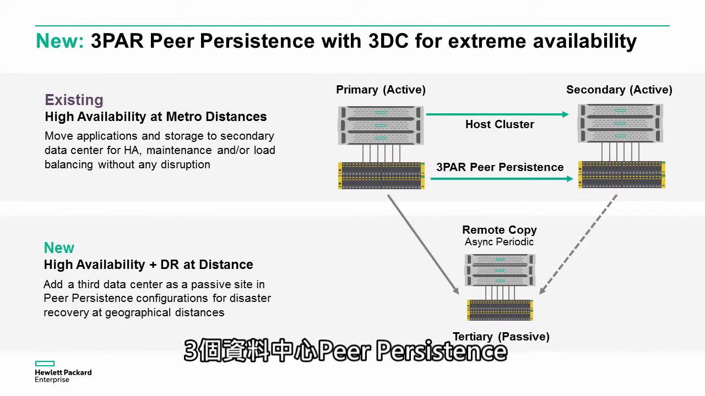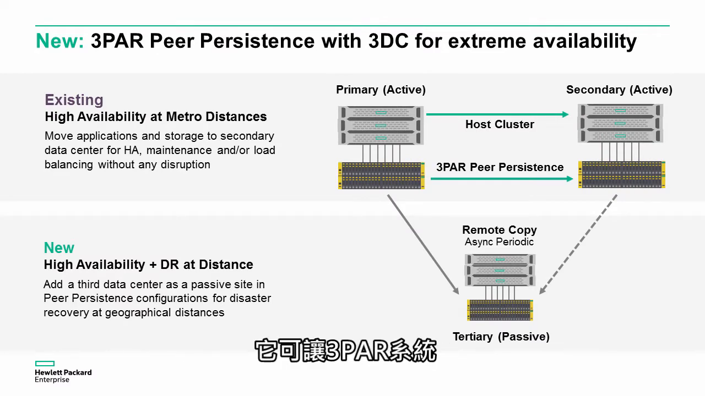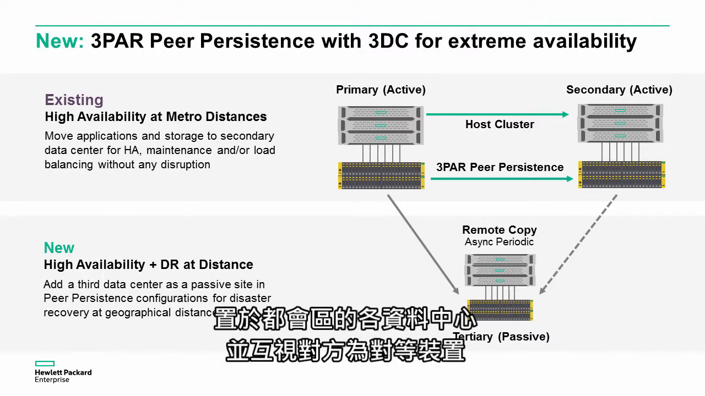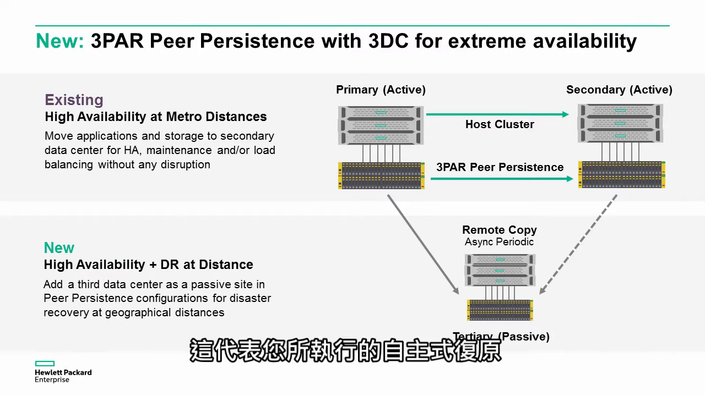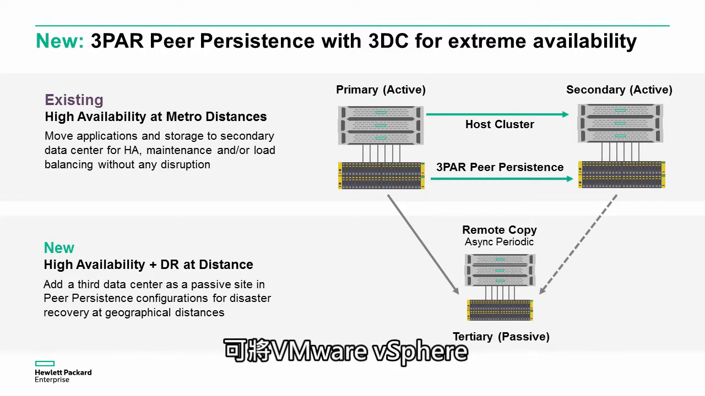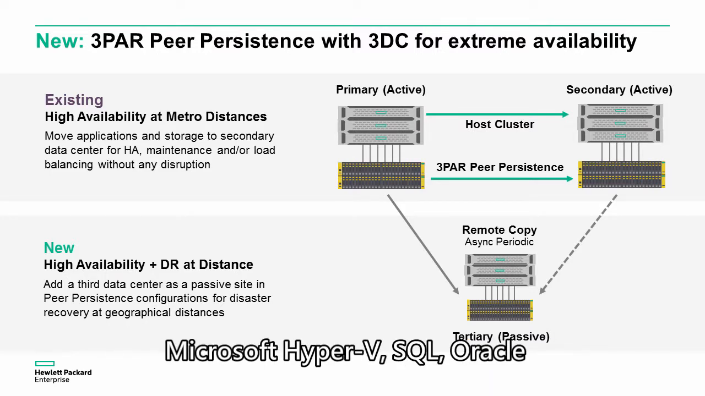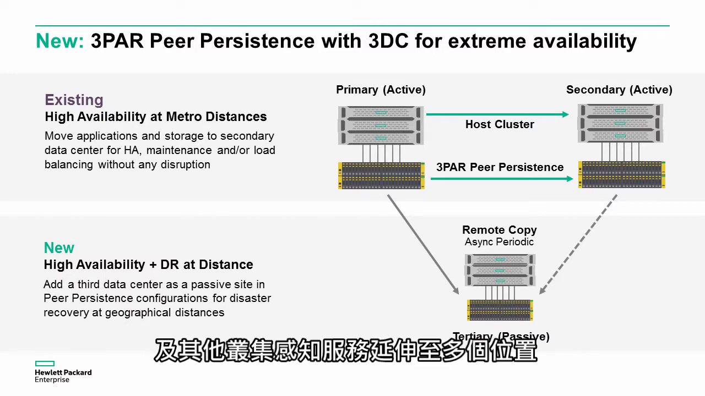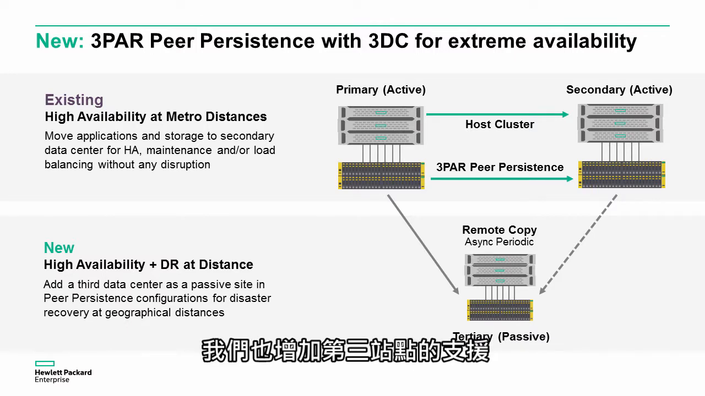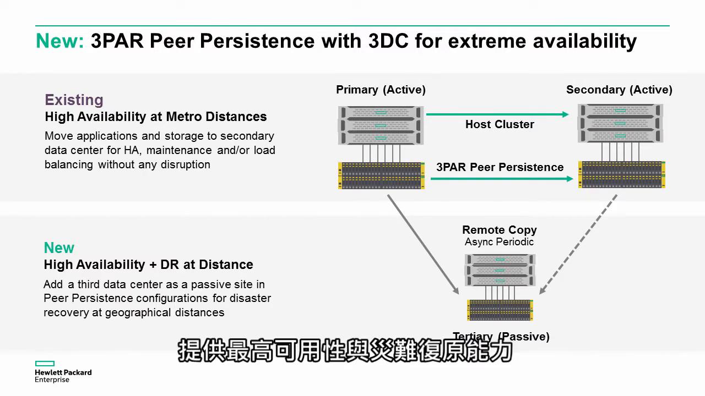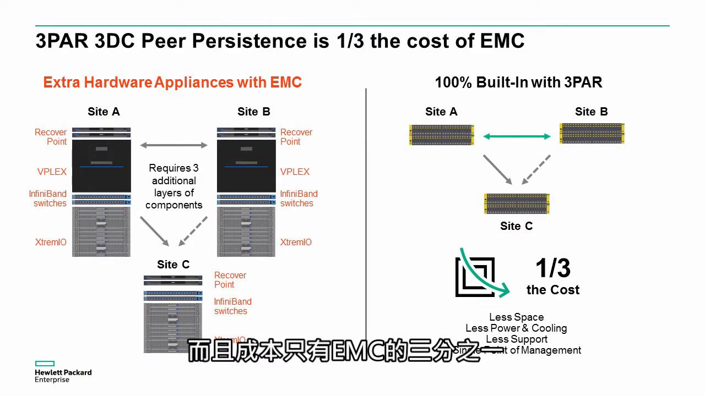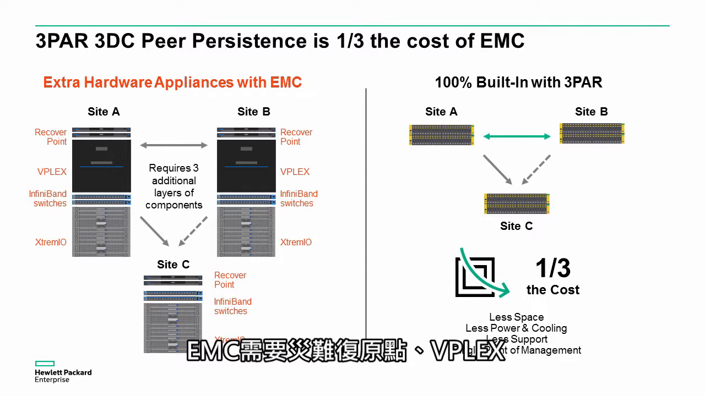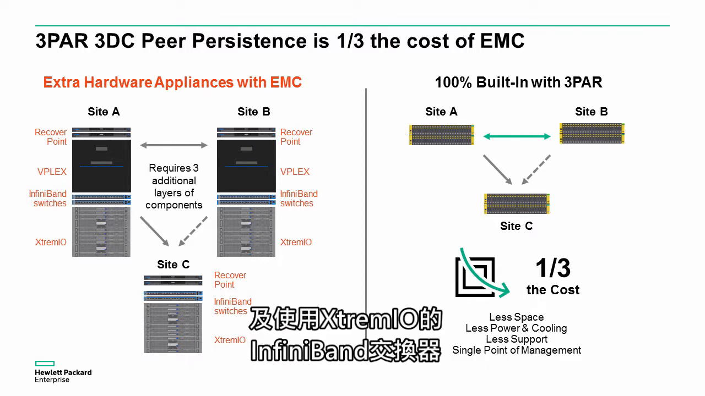3 data center Peer Persistence, or we call it 3DC Peer Persistence. Peer Persistence enables 3PAR systems located in different data centers at metropolitan distances to act as peers to each other, presenting continuous storage system access to hosts connected to them. This means you get automatic recovery by stretching VMware vSphere, Microsoft Hyper-V, SQL, Oracle, and other cluster-aware services over multiple locations. We're now adding support for a 3rd tertiary site for the highest levels of high availability and disaster recovery. This is ideal for geographically distant disaster recovery. And we can do it at 1/3 of the cost as EMC because they need RecoverPoint, VPLEX, and additional InfiniBand switches with Extreme IO.